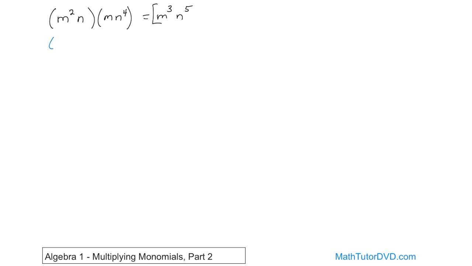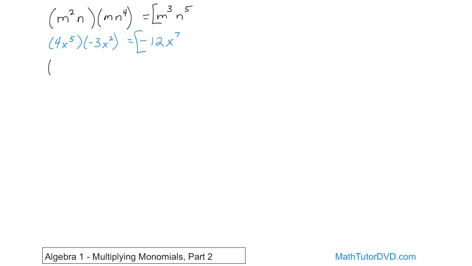What if you have 4x to the fifth times negative 3x squared? You multiply the numbers. You can always do that. 4 times negative 3 is negative 12. And you have here an x to the fifth, so you have the same base as this. So these are basically the same base, and you can add these exponents. So you'll have x to the seventh power. 5 plus 2 is 7. So you have negative 12x to the seventh power.